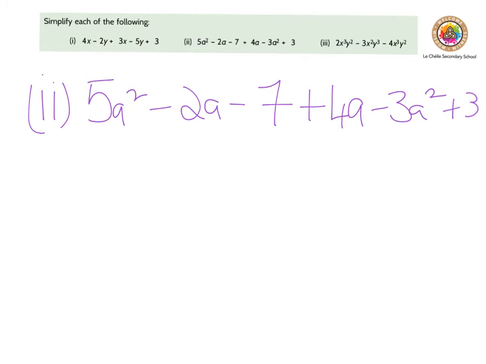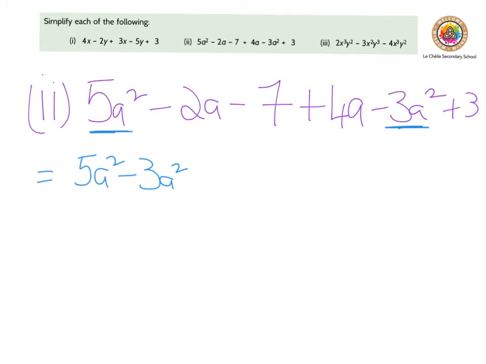Here I'm going to do the exact same thing. I'm going to underline the things that have the same letter to the same power. So here I have an a squared, and here I have a squared, so they're the first ones that I'm going to deal with. So I rewrite 5a squared minus 3a squared. Notice how the sign travels with that. The minus belongs to the 3a squared and it travels with it.